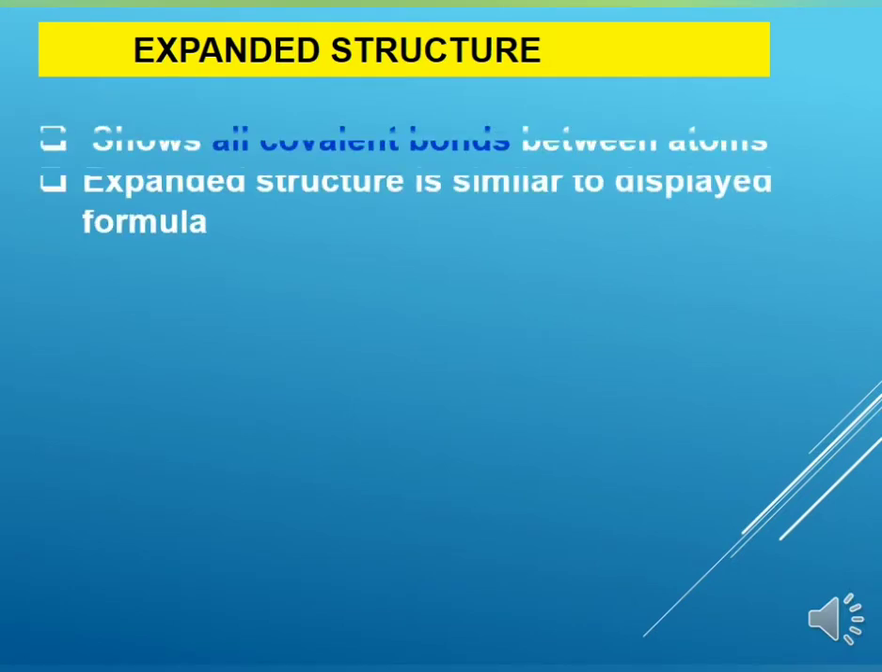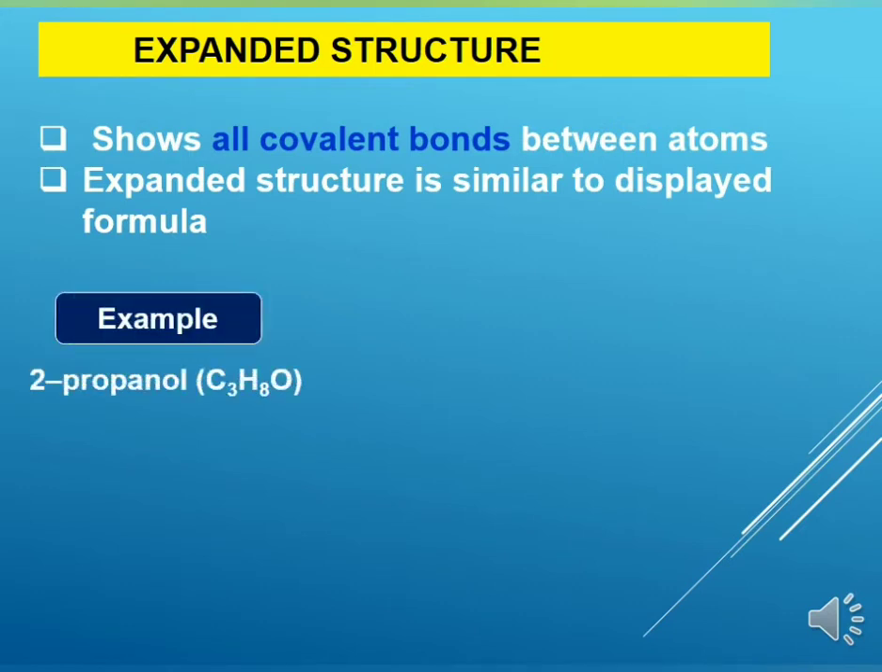Expanded structure shows all covalent bonds between atoms. So let's look at 2-propanol as the example. 2-propanol has a 3 carbon chain, and 1 carbon can have 4 single covalent bonds. So we show the covalent bond between the carbon and the hydrogen, and 2-propanol also has a hydroxyl group attached to the second carbon. So this is the example of expanded structure where all the covalent bonds are shown.